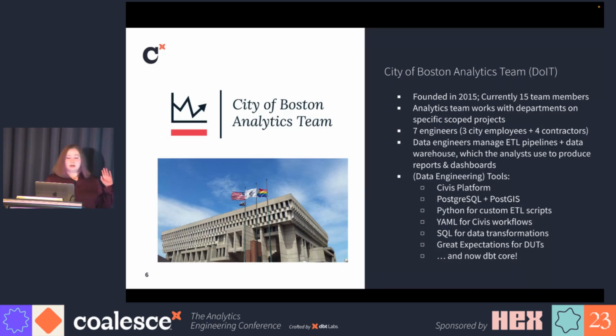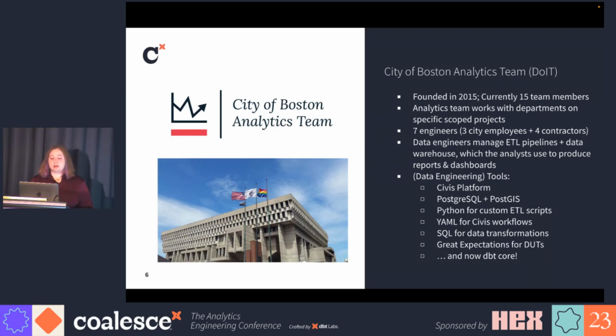You can see our stack of tools here, primarily centering on Civis platform. Data engineers use Python to build out custom ETL scripts. We use YAML for our Civis workflows. We use SQL for most of our transformations. Some transformations are in Python. We're using the Great Expectations Python package for our data unit tests. And now, as of starting about 6 months ago, we're using DBT Core. And most recently, we're able to say we have put it into production.